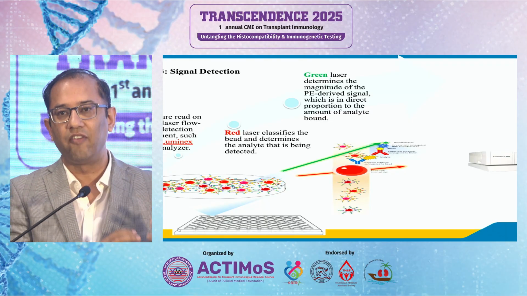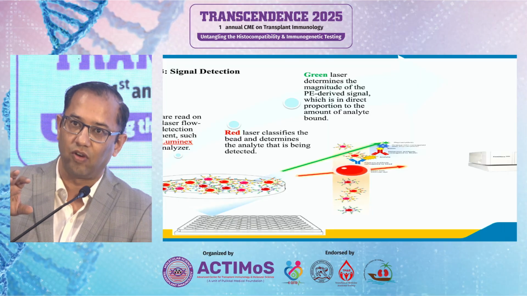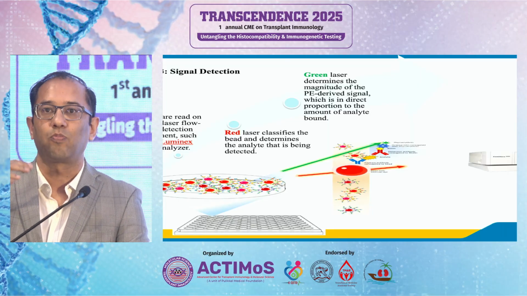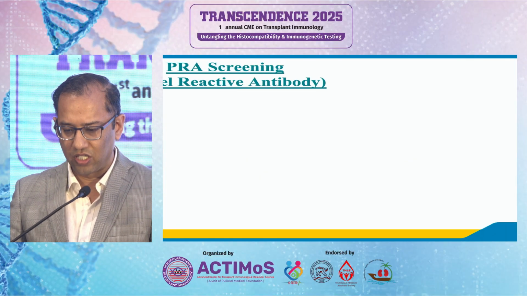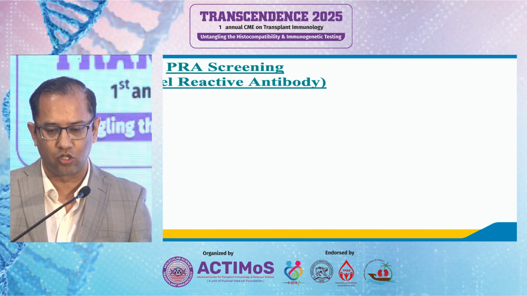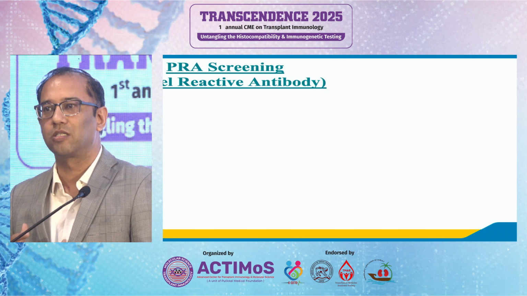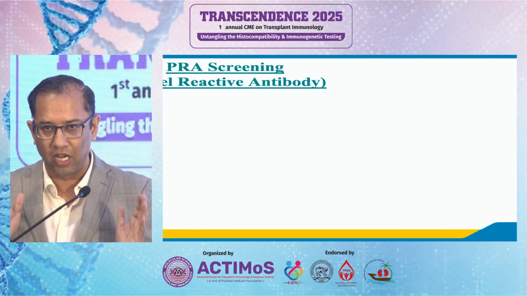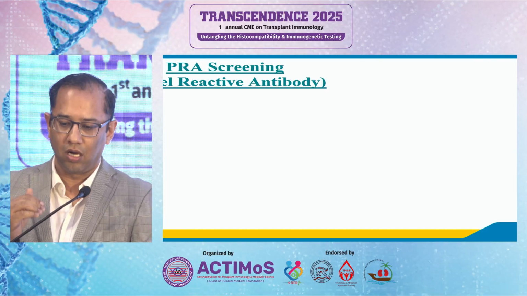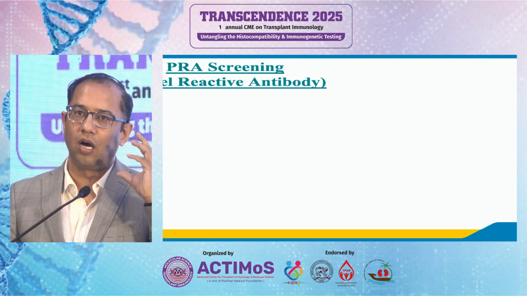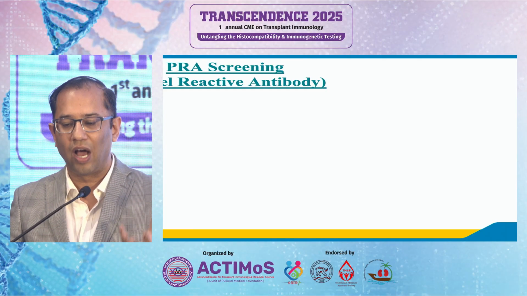So suppose you have an A1 bead, the red laser is going to tell you that it is the A1 bead, and whether that A1 is positive or not will be determined by the green laser. So this is the basics of the Luminex instrument, and now we have tests that can be done on this Luminex-based platform. You have to have a Luminex platform in your lab to start these tests, and any advanced lab nowadays, whether an immunology lab or a lab which is just starting, has a Luminex platform.